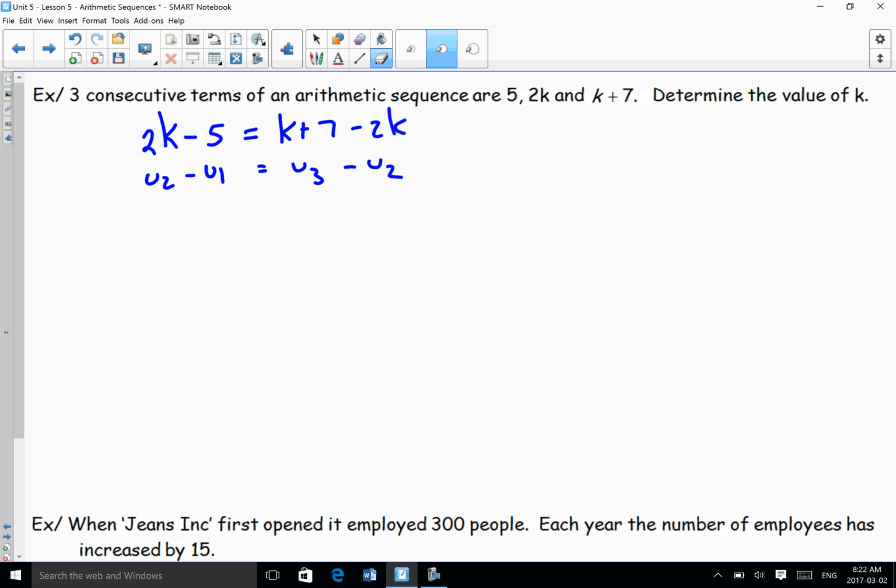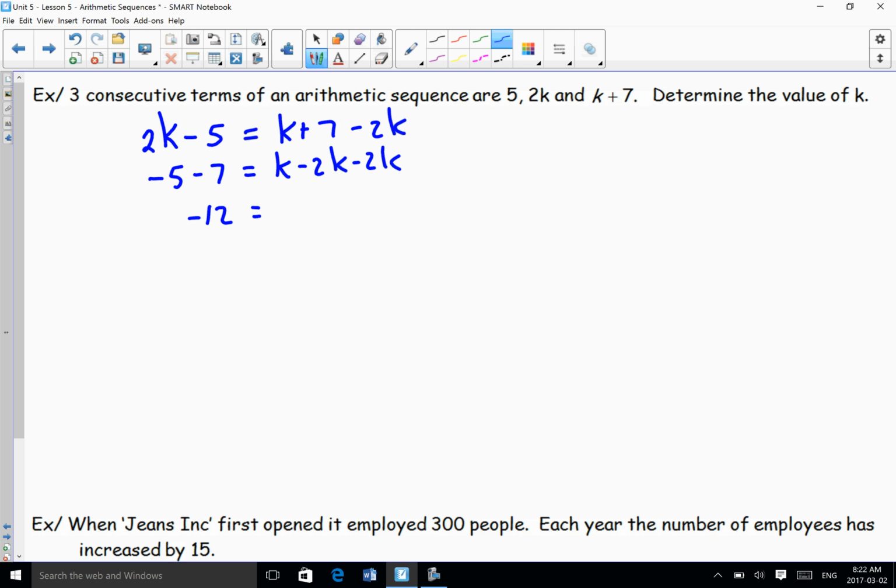Okay, so really that means I have an equation I can solve. I can put all the k's on one side, the numbers on the other. Negative 5 minus 7 equals k minus 2k minus 2k. I'll get negative 12 equals negative 3k, and k has to be 4. But it's recognizing the idea of a constant difference. And it allows us to set up and solve equations.